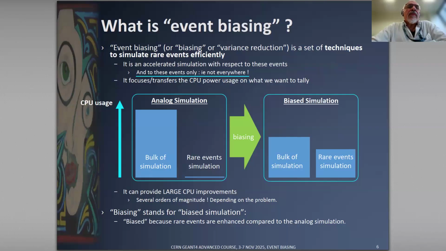So this biasing can provide a very large CPU improvement, and typically several orders of magnitude is quite achievable. You can gain 10 to the 5, 10 to the 6, or even more, depending on the problem. And biasing stands for biased simulation, and it is biased because rare events are enhanced compared to the analog simulation. So next slide.